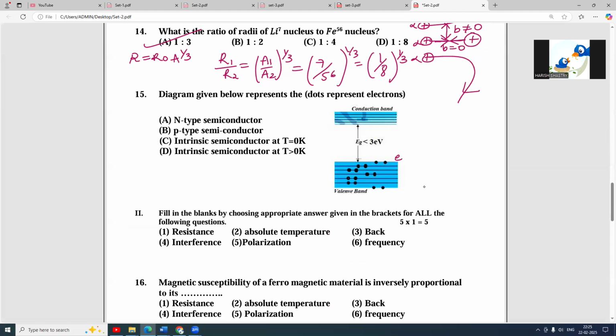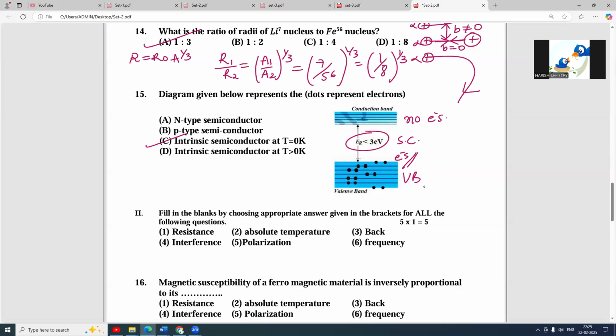Diagram given below represents, yes, dots. If dots represent electrons, electrons are in the valence band. No electrons are in the conduction band. And the energy gap is lesser than 3 electron volt. If the energy gap is lesser than 3 electron volt, it is a semiconductor. But no electrons are in the conduction band, so the temperature should be 0 Kelvin. It is an intrinsic semiconductor at 0 Kelvin, like a perfect insulator. Even though the energy gap is less, there is no heat energy available because temperature is 0 Kelvin.